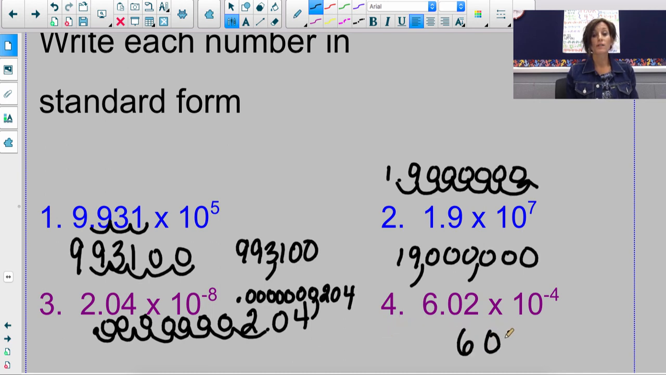6.02. I don't feel like this is moving 4 to the left. 1, and then I need 3 zeros, right? Check to make sure that that is 4. 1, 2, 3, and 4 to the 6. It is. Rewrite so it doesn't look messy. And you can say the place value if you'd like to yourself.